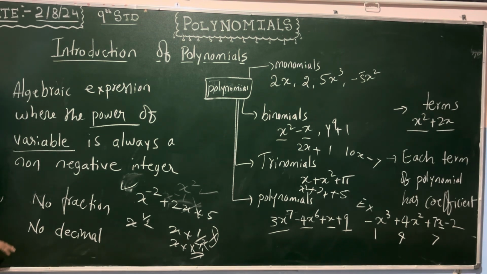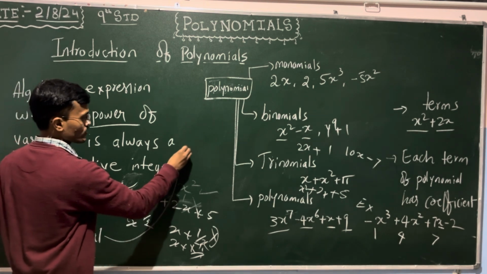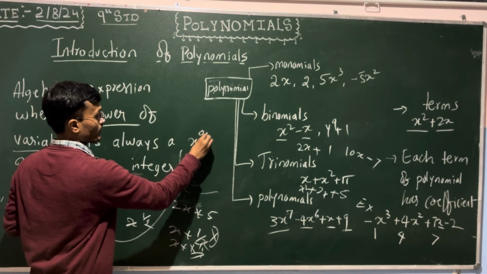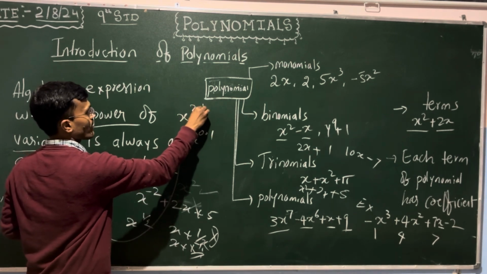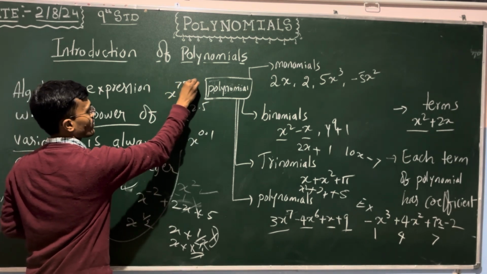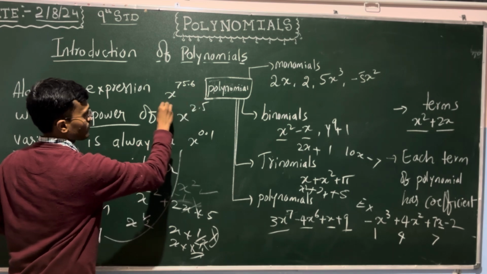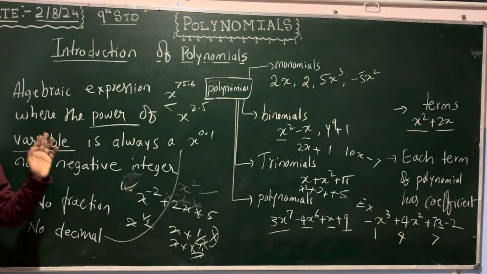The third condition is that a polynomial has no decimal points. For example, x raised to 0.1, or x to the power of 2.5, or x to the power of 7.5, 78.6, 75.6. These are all not called a polynomial.